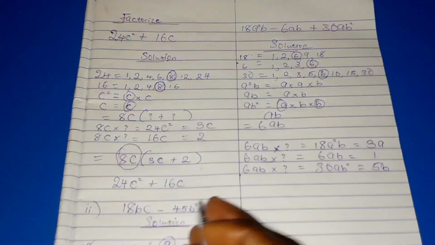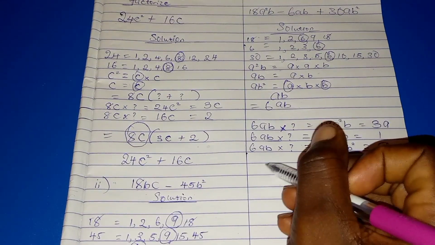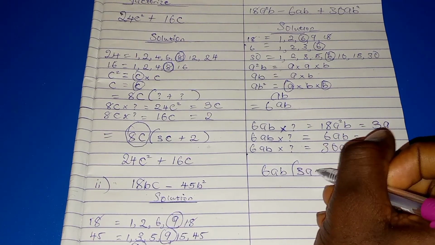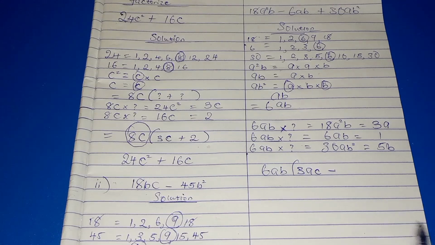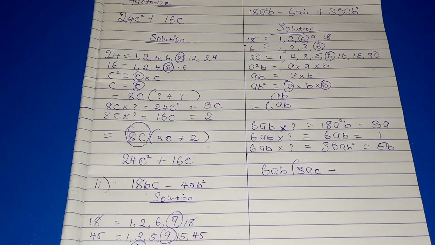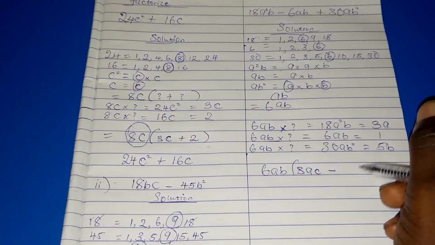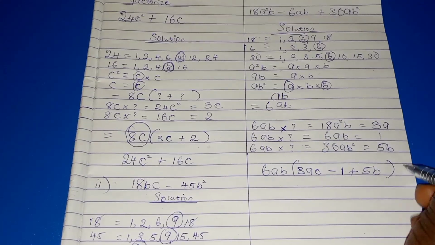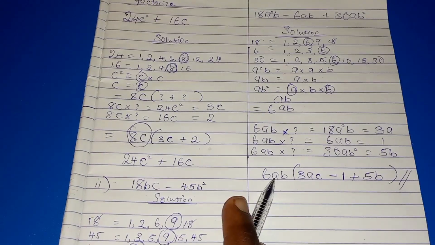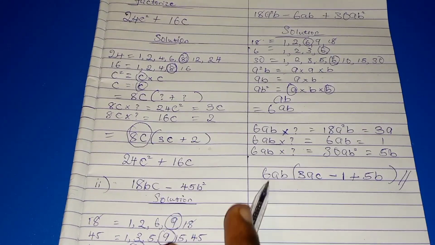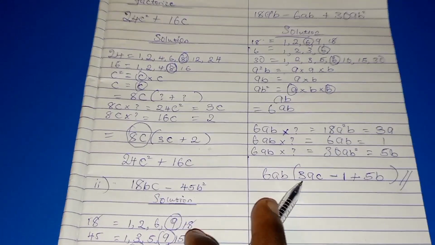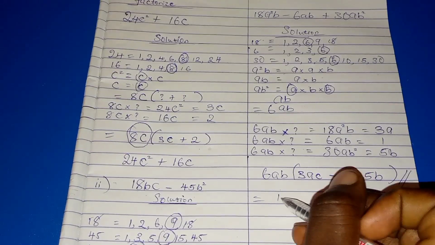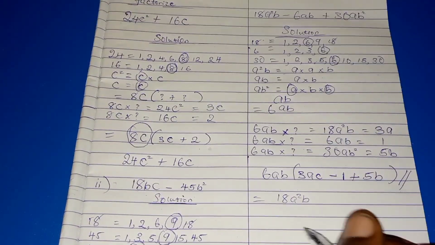So putting it all together, we have 6ab bracket 3a minus 1 plus 5b. Because we have a minus sign here, all those signs are still intact, untouched. This is our final answer. If you see, we have a here. If you multiply a by a, it gives us a squared. 6 times 3 is 18. So we will have 18a squared b.